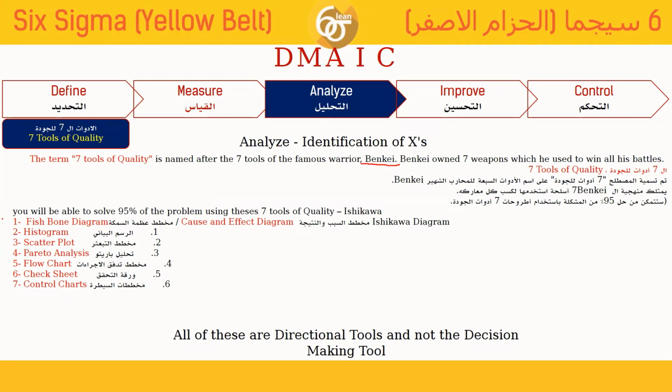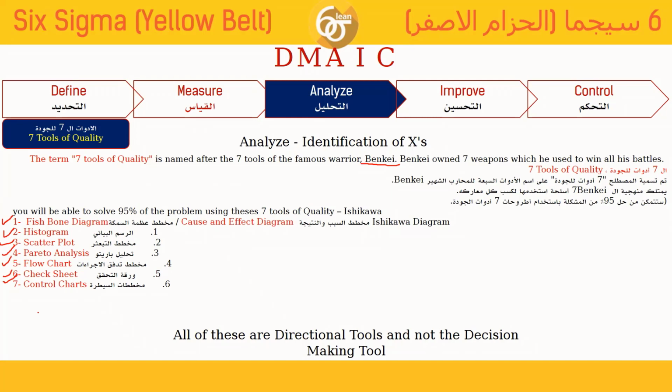First, we have the fishbone diagram. Second, the histogram. Many of you are using it, but maybe you don't know the name. We have the scatter plot. We have Pareto analysis. We have the flow chart, which is the process map. We have the check sheet, and finally we have the control chart.